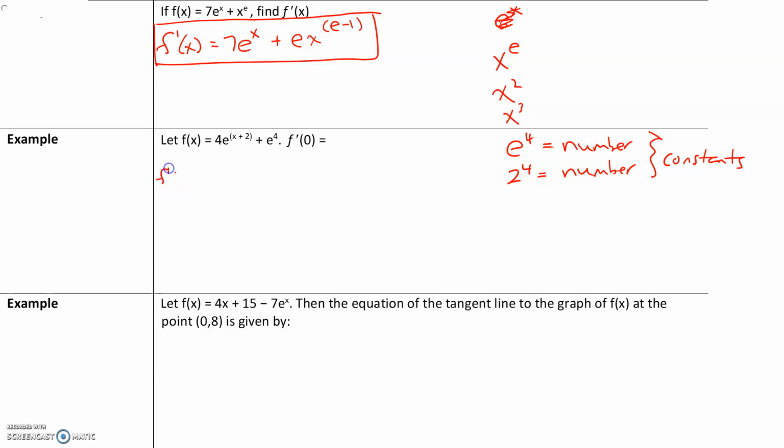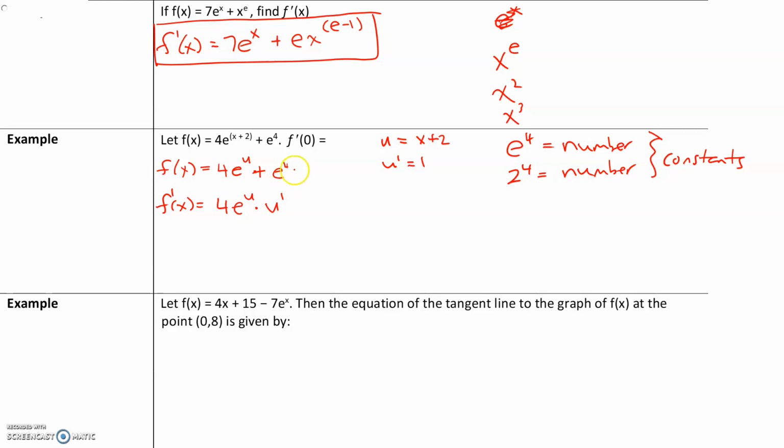First off, because my exponent is not an x, anytime it's not an x, you might want to use u substitution. So I'm going to rewrite this as f of x equals 4e to the u plus e to the fourth, where my u value is equal to x plus 2, and my u prime is the derivative of that, which is just equal to 1. So for f prime of x, the derivative of e to the u is just e to the u times u prime. So I have 4 e to the u times u prime.